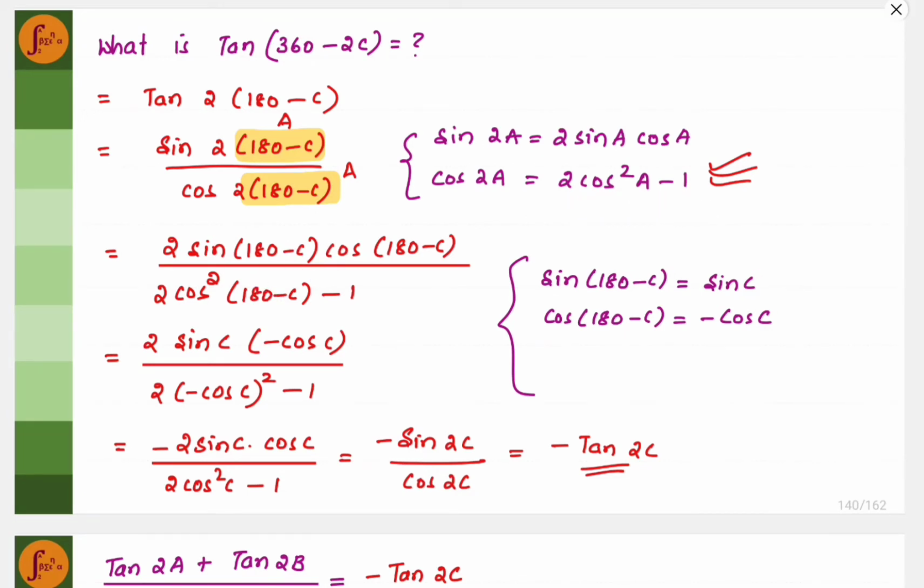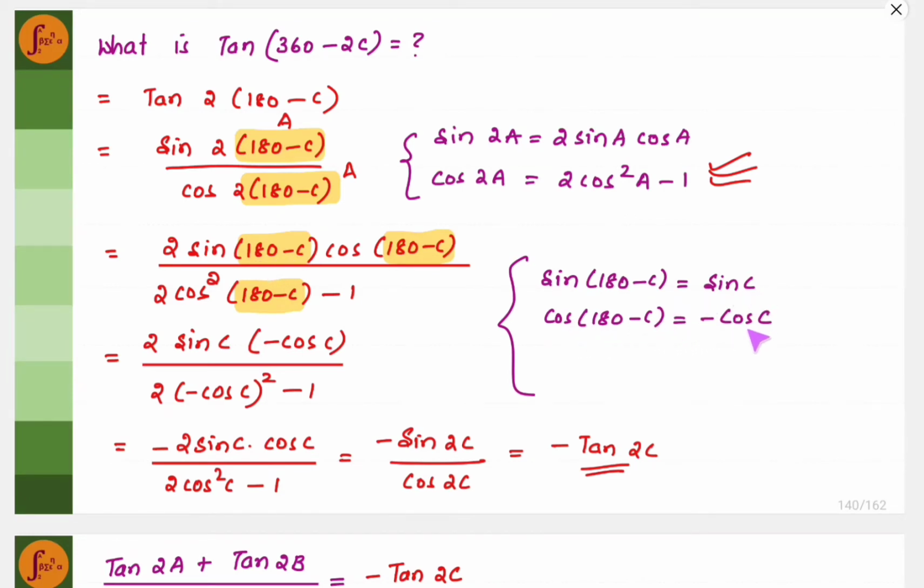Now we will substitute here. So instead of A, we have 180 minus C. So instead of A, we'll write 180 minus C. Now what we can do is, what is sin(180 minus C)? Sin(180 minus C) is sin C.